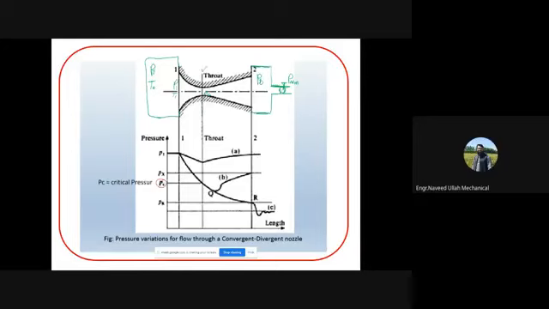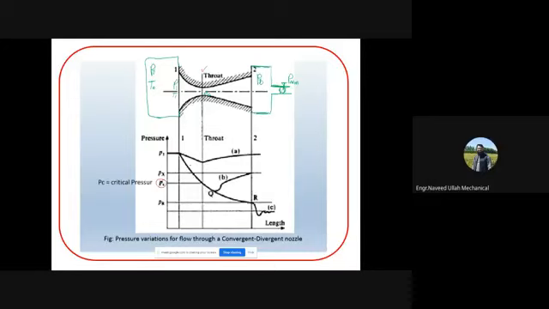So at the throat you have the critical pressure, right. At the throat we have the sonic velocity, and at the throat we have the critical pressure, critical temperature and critical velocity. And that critical velocity, the sonic velocity, if you remember, we proved previously, so we have the sonic velocity there, right.